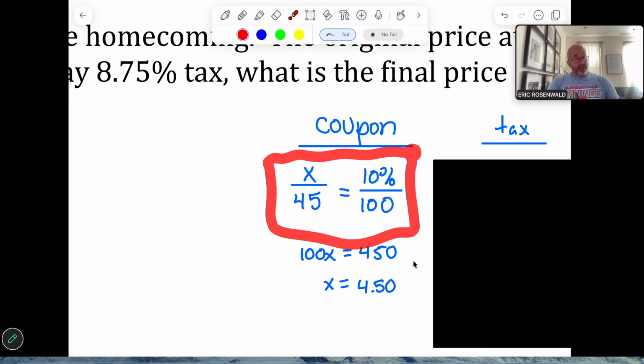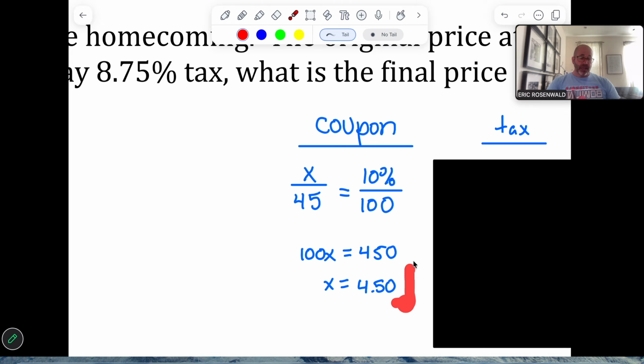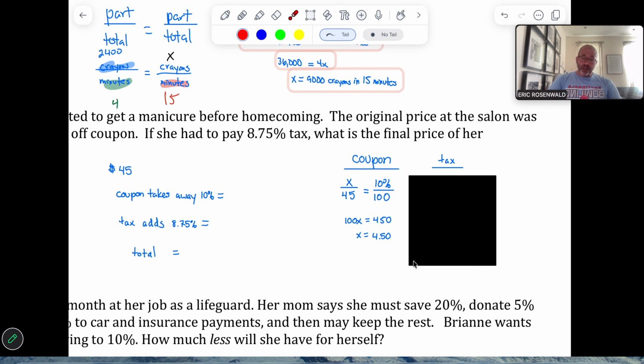So the part here is unknown. 45 is the total amount. We're going to take 10% of that, and we're going to cross multiply. If we cross multiply and solve, we get that x is equal to $4.50. So her coupon is saving 10% of 45, so her coupon is saving $4.50. So it's going to take off $4.50.